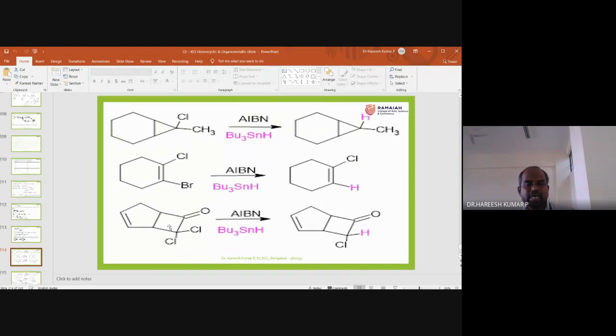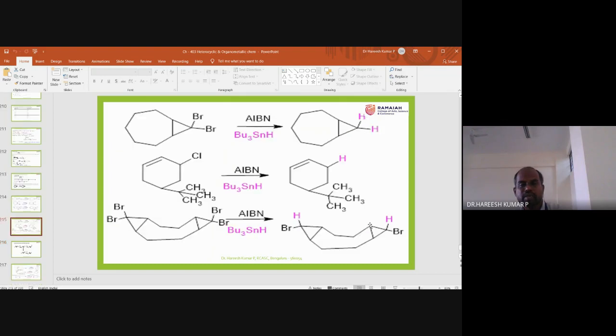And here it's a bicyclic compound. Here both are gem halides. In that, one of the chlorines is replaced with hydrogen. This is the one. So in the next slide, I am taking three more examples.